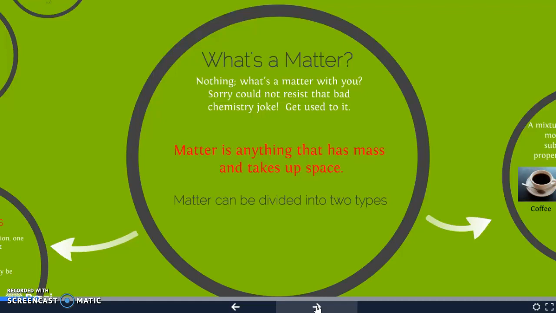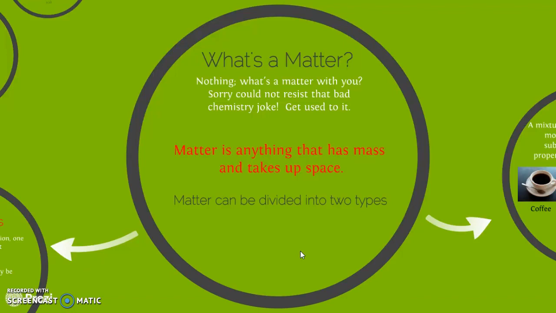All right, so first off, we've got a joke, because I cannot do anything without being a jokester. What's matter? Nothing. What's the matter with you? I know, corny jokes. You'll get those all year long. You'll have to get used to it.